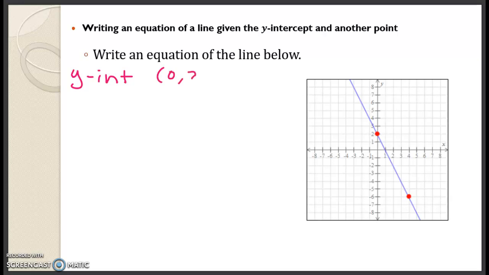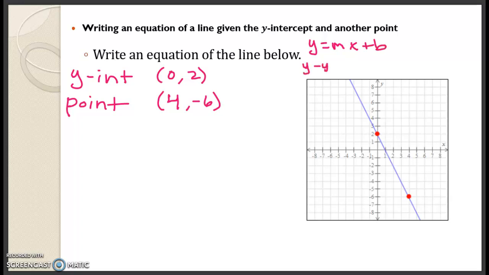(0, 2). That's the point. And we're given the point (4, -6). Okay, now we have two equations of a line. y = mx + b, and y - y1 = m(x - x1).